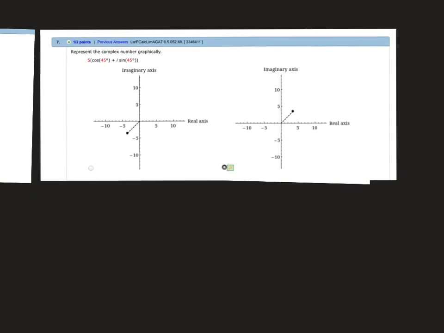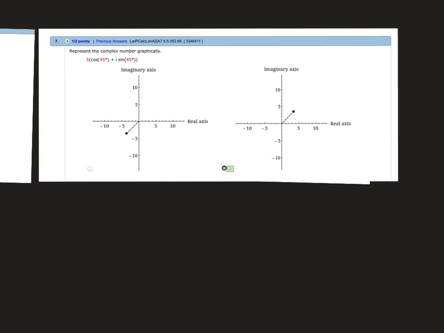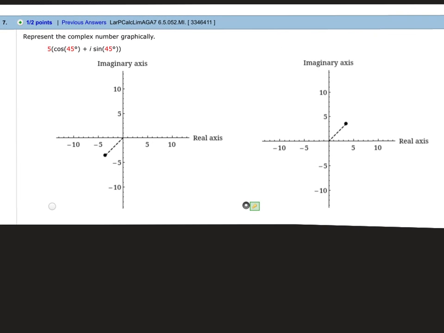Alright, this one was the other way around. So now it's already complex and it wants you to find it in coordinate point form. So what I want to do is, this is like the check on the other ones that we did. I can actually find the cosine and the sine of 45. So if I had my unit circle in front of me, it'd be easy, but I also know that this is root 2 over 2 and root 2 over 2.